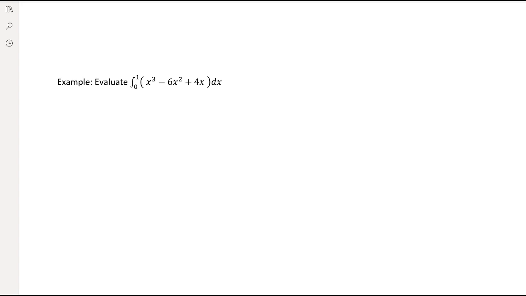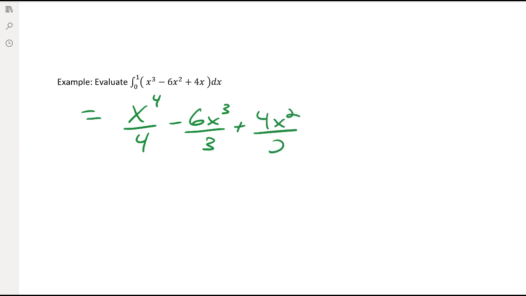All right, then let's evaluate from 0 to 1 that function. We're not scared. Here we go. When we integrate, add 1 to the power, divide by new power. So it's x to the fourth over 4 minus 6x to the third over 3 plus 4x squared over 2. There is a plus c. We're going to drop it. And we're going to evaluate this from x equals 0 to x equals 1.